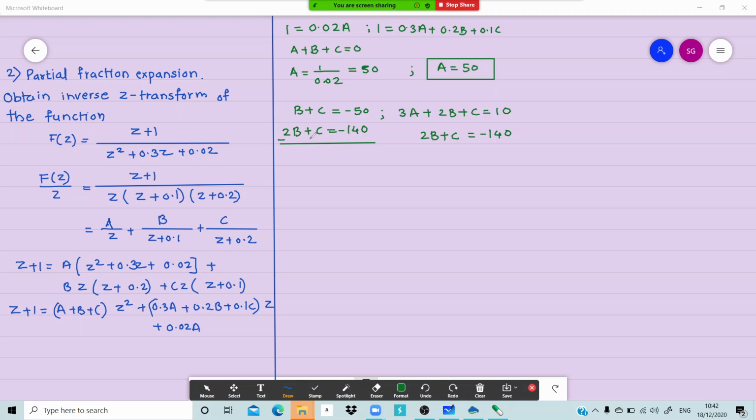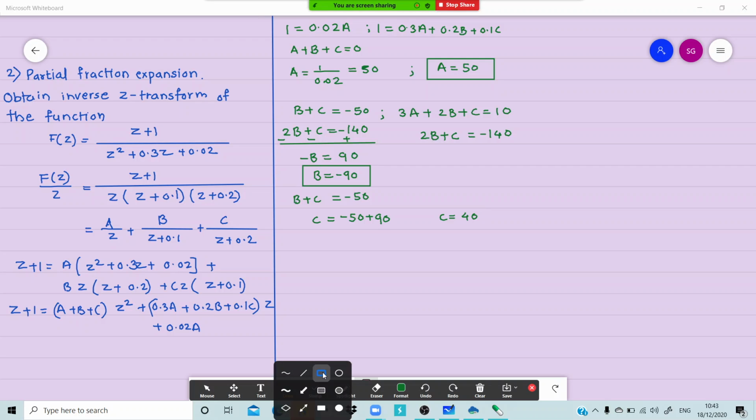So minus and plus. So minus b is equal to 90. So b is equal to minus 90. So I'll put a bracket for this, and b plus c is equal to minus 50. So c is equal to minus 50 plus 90, and you will get c is equal to 40. Yeah, I got the third value also.